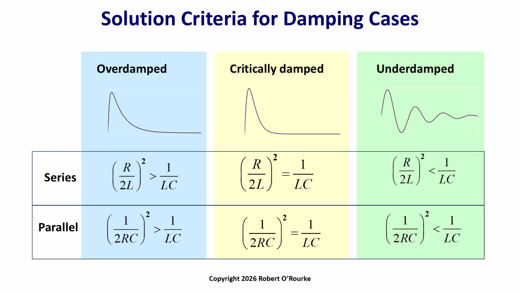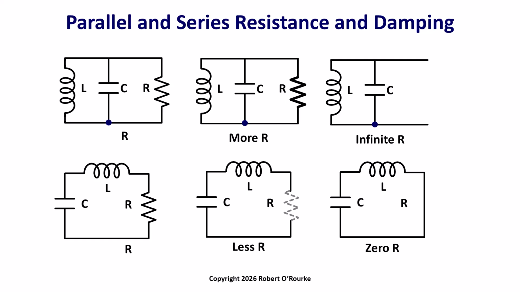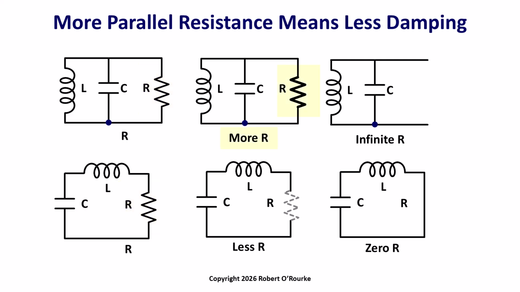To start, we'll explore damping qualitatively in terms of resistance R. Current through resistors means loss, dissipation of energy. Resistor current in RLC circuits means more damping. For parallel RLC, greater resistance means less damping. This is because currents in the inductor and capacitor do not need to go through the resistor.